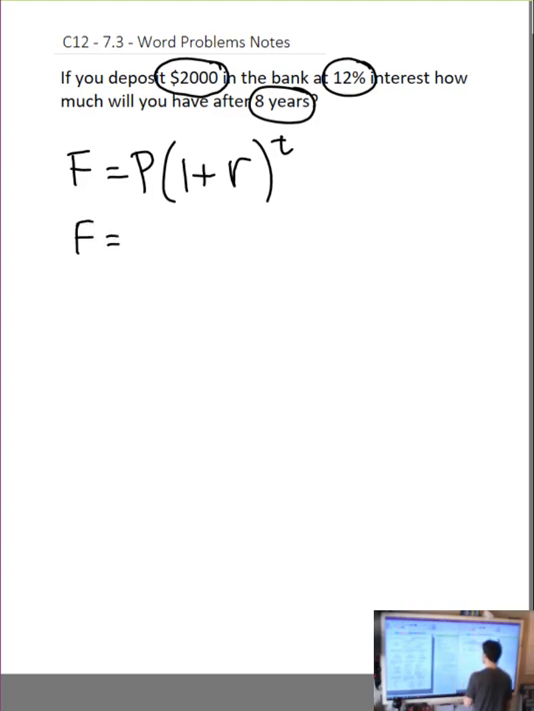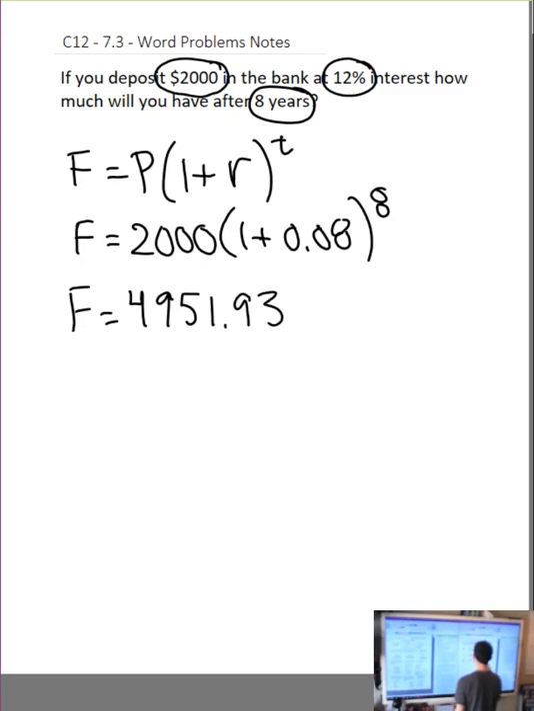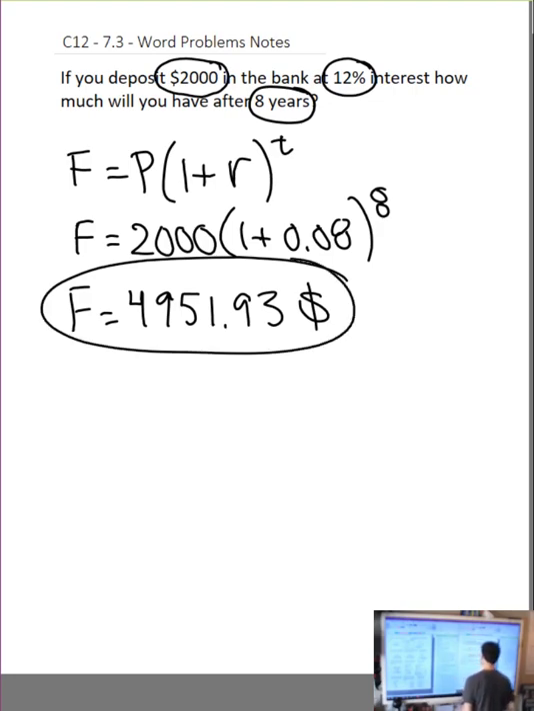The present value in the equation is 2,000. 1 plus the interest rate, 0.08, to the exponent time, 12 years. So this we can type in directly into our calculator and get $4,951.93. Circling our answer, a logic check, always logic.